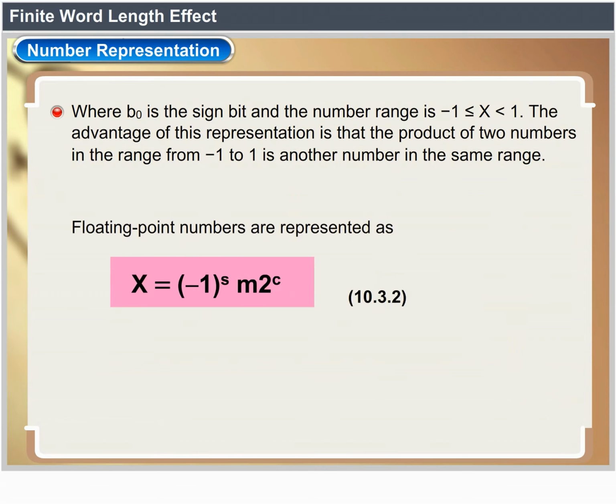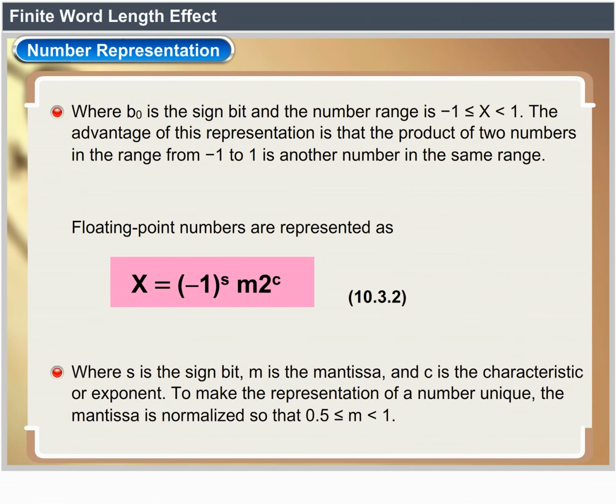Floating point numbers are represented as x equal to minus 1 whole power s into m into 2 power c, called equation number 10.3.2, where s is the sign bit, m is the mantissa and c is the characteristic or exponent. To make the representation of a number unique, the mantissa is normalized so that 0.5 less than or equal to m less than 1.